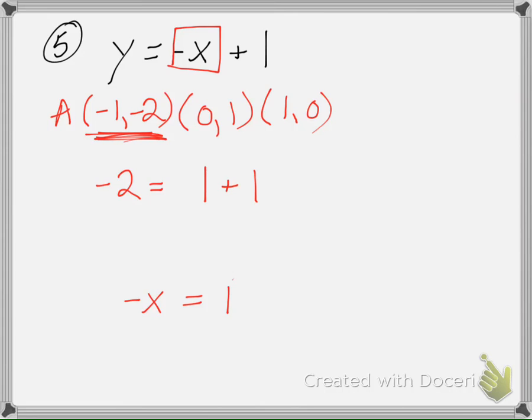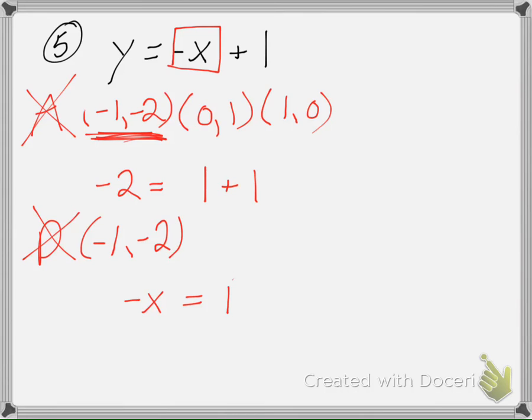Now, is this equation true? No, negative 2 does not equal 1 plus 1, does it? So, option A, you can eliminate. You don't have to check 0, 1, and 1, 0, because if any of those three pairs is not on the line, then you can't use it to graph the line, right? Not only that, but if you look at option D, it starts with negative 1, negative 2, which is the exact same one we just tested. So you can also eliminate D. It's also not the correct answer, right?